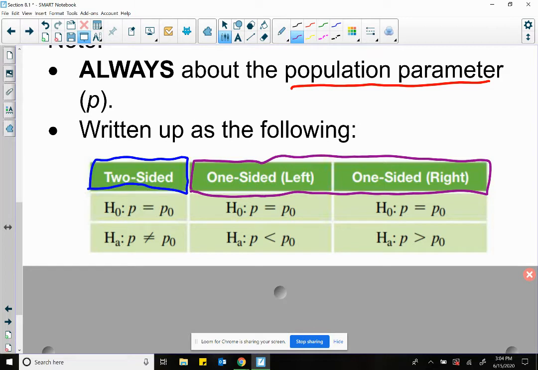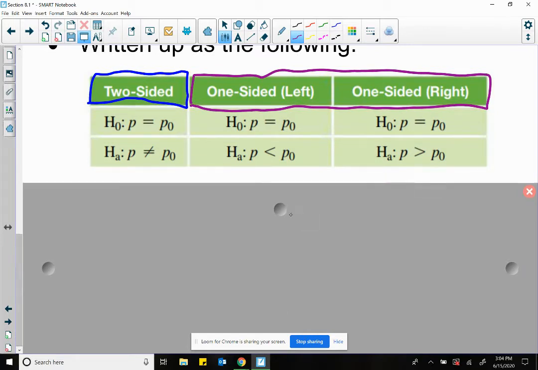H a, the alternative hypothesis, is either not equals, less than, or greater than. It's one of those three symbols. Okay? So this is always equals. And then down here, it's one of these three symbols. If you are less than or greater than, you're a one-sided tail. If you are not equals, you're a two-sided tail. Again, we're going to talk more about those tails in 8.2. Okay? All right. Couple other pieces of information.